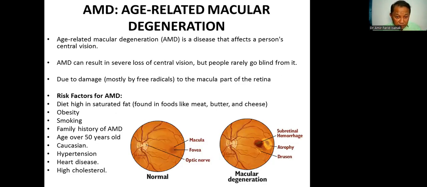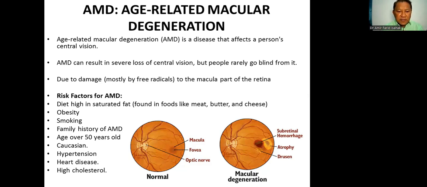Okay, finally we come to AMD, the age-related macular degeneration. This disease affects the central vision and can result in severe loss of central vision, but rarely do you go totally blind, as opposed to diabetic retinopathy and a few other conditions. And this is mainly due to damage by free radicals to the macular part of the retina.